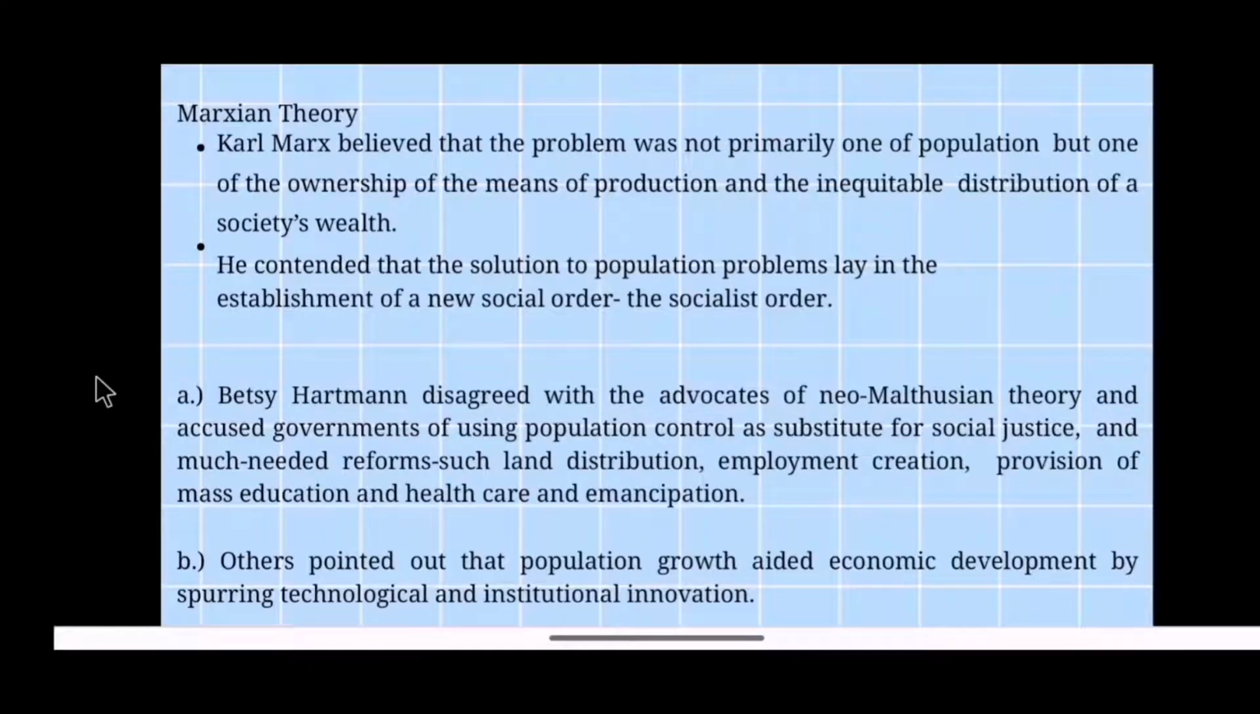And aside from the two dominant theories in population, we also have Marxian theory. We already know who Karl Marx is, but today, Karl Marx is the one who believed that the problem was not primarily one of the population, but one of the ownership of the means of production and the inequitable distribution of society's wealth.